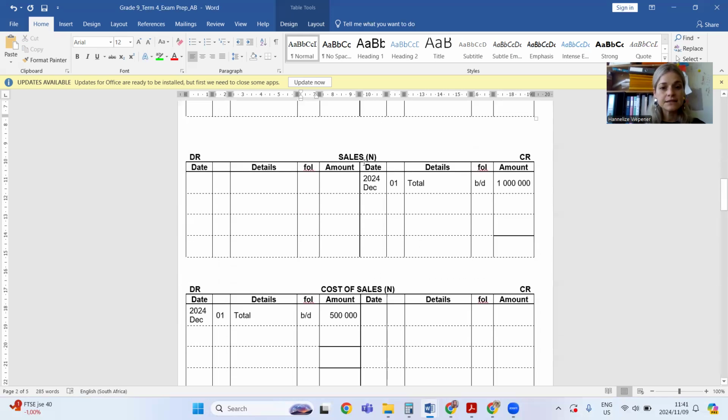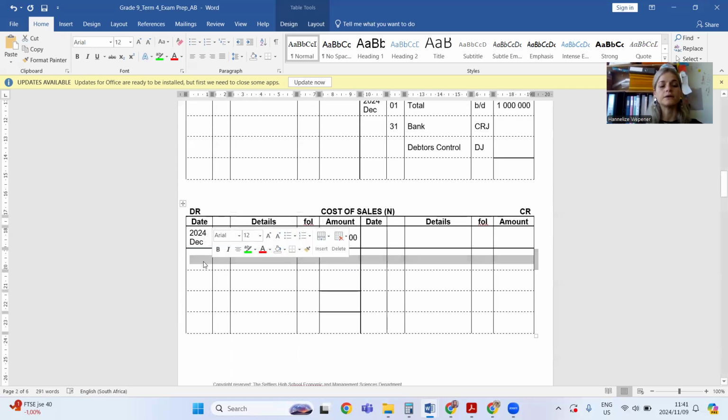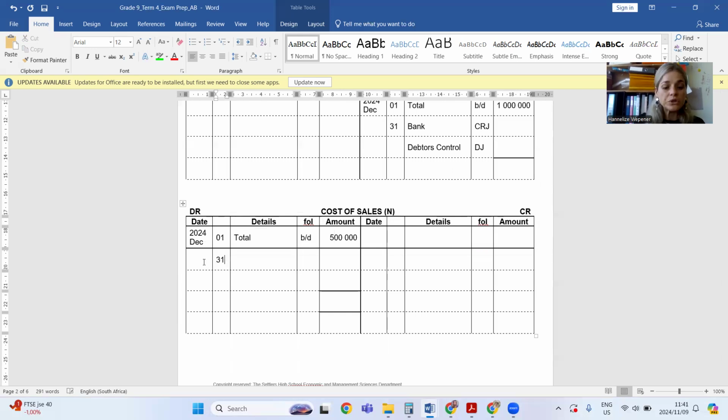Right. Next up, sales. So once again, you're either going to sell your goods for cash as recorded in the CJ, or you are going to do so on credit, so debtors control. Cost of sales, same thing. Let me just add another row here. There we go. Same thing. You are either going to do it cash or credit.